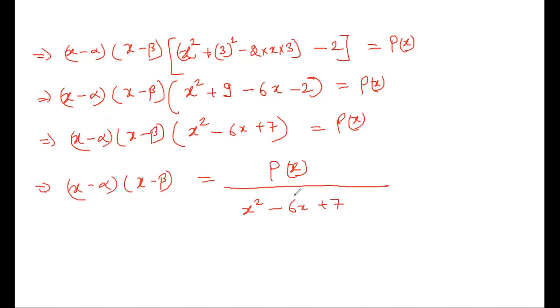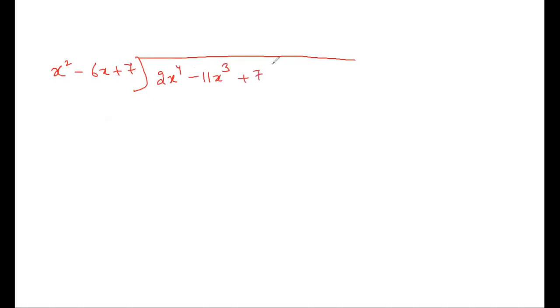कोई दिक्कत यहाँ पे? No, sir. तो अब p(x) की वैल्यू फिर से आप मुझे बताएंगे और हम डिवाइड करने चल रहे हैं अभी. तो हम पहले लिख देंगे x square minus 6x plus 7. What is the value of p(x)? Tell me. 2x power 4 minus 11x cube, then plus 7x square, 13x minus 7.